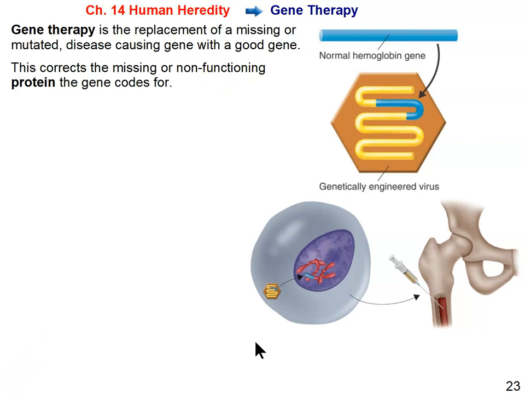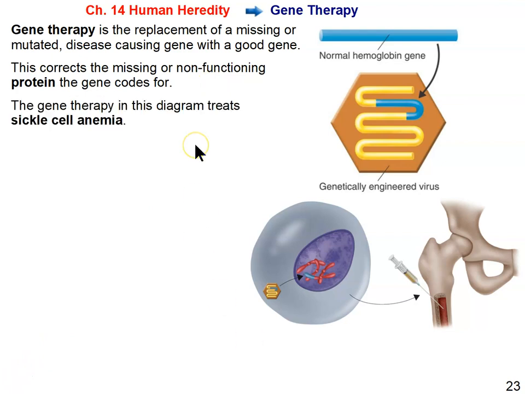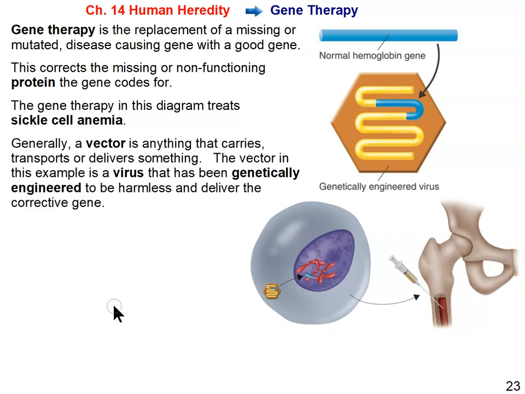The example we're looking at here is a possible treatment to cure sickle cell anemia, because it involves the bone marrow, and the bone marrow is where blood cells are manufactured. That's where the stem cells that produce blood cells come from, the bone marrow. So that's what we're looking at in this scenario.